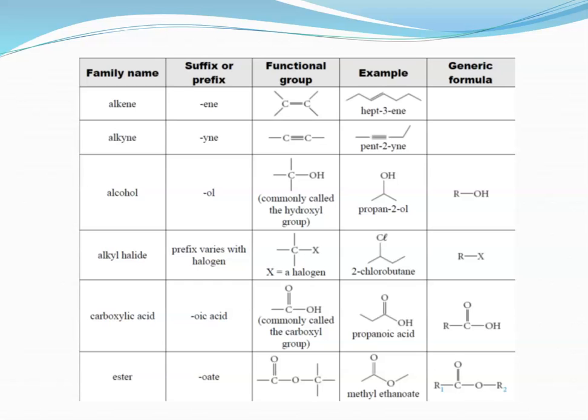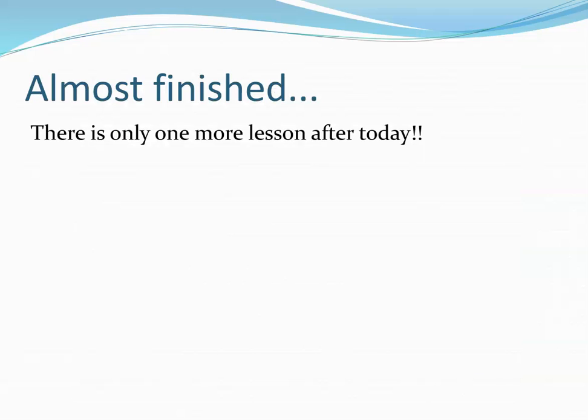Here is a summary of all the functional groups you've learned about, and we'll need to have an understanding of the structures, naming, properties, and reactions. This is your second last lesson for Chemistry 30. You were almost finished.